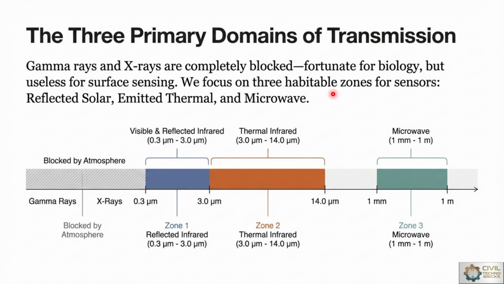We focus on three habitable zones of sensors: reflected solar, emitted thermal and microwave. These are all the three zones. With reference to these three zones, we check the near infrared window, 0.7 micrometer to 1.3 micrometer, which experiences minimum atmospheric absorption interference, where healthy vegetation strongly reflects near infrared radiation, while water bodies absorb most of the incoming energy. These are the actual domains of transmission of energy.